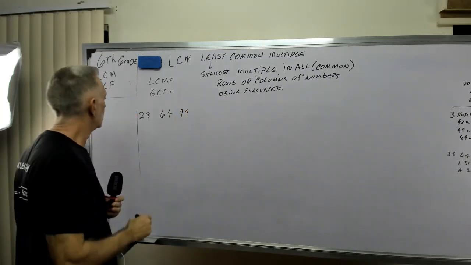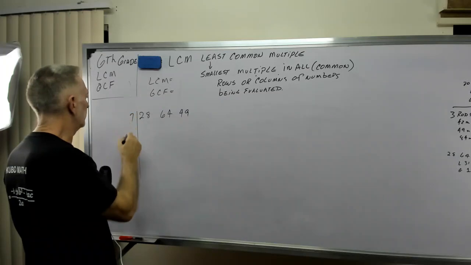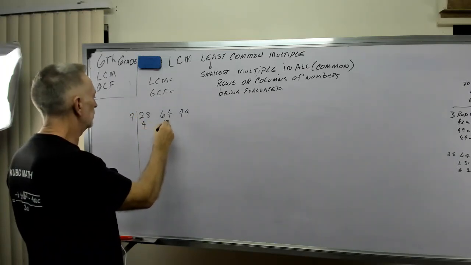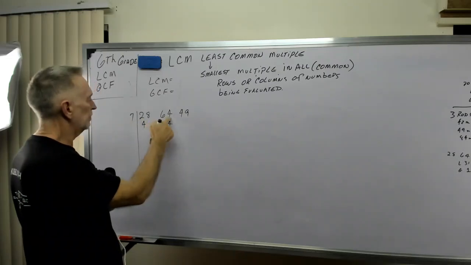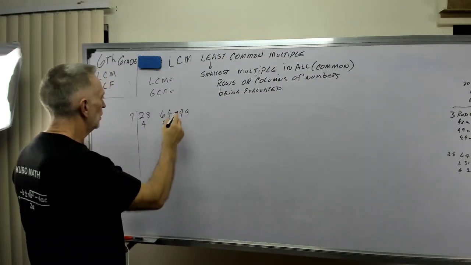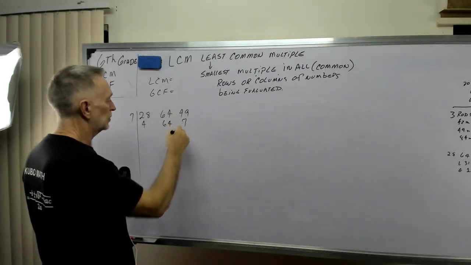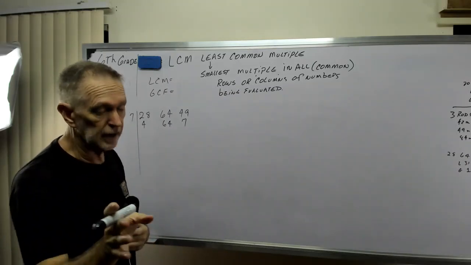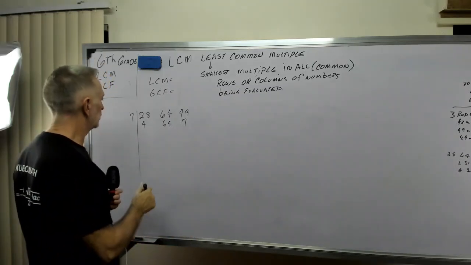All right, I'm going to do a 7. 28 divided by 7 is 4. Bring down the 64, because 9 times 7 is 63, so that 7 won't go. 49 divided by 7 is 7. Okay, this is why it's important to study your multiplication tables.